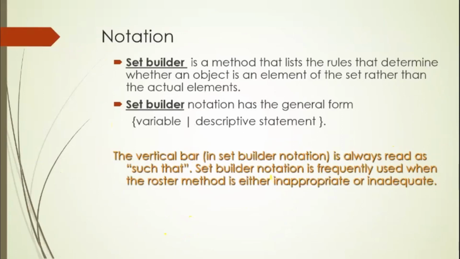So I have already introduced to you the set builder notation. Let's talk about it more. Set builder is a method that lists the rules that determine whether an object is an element of the set rather than the actual elements. The set builder notation has the general format. You have here your curly brackets. Do not forget that. You have your variable, you have the vertical line and your descriptive statement. The vertical bar, this one, is always read as "such that."